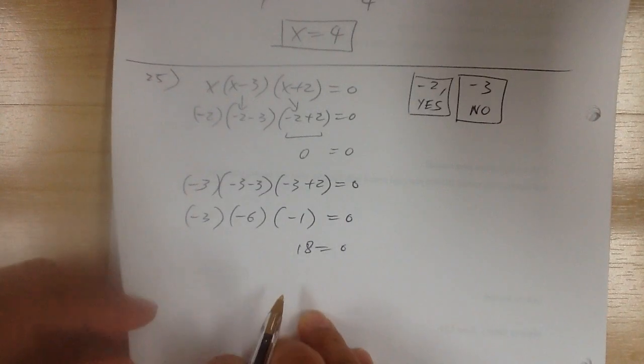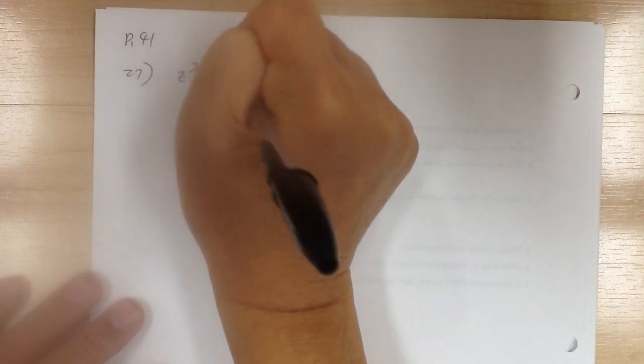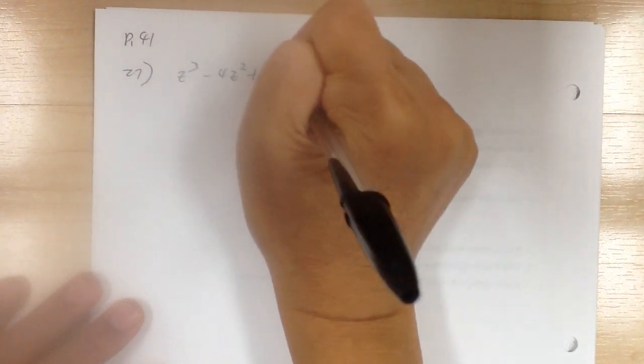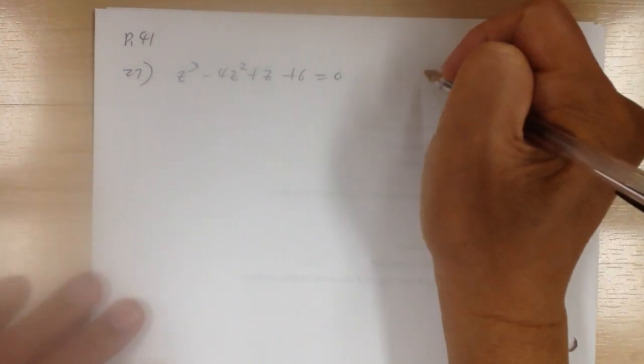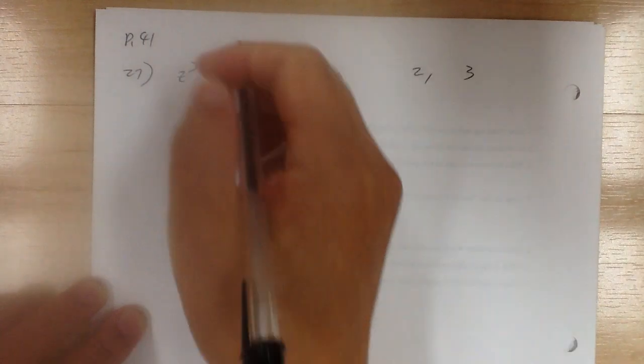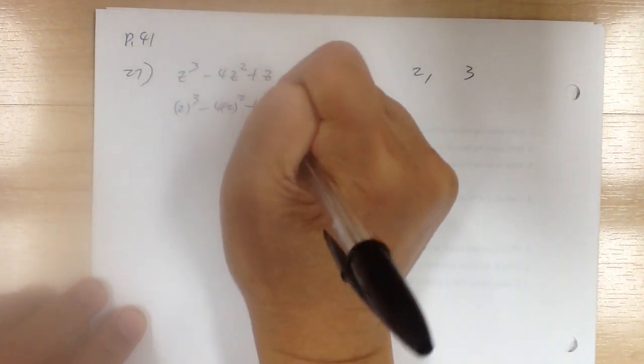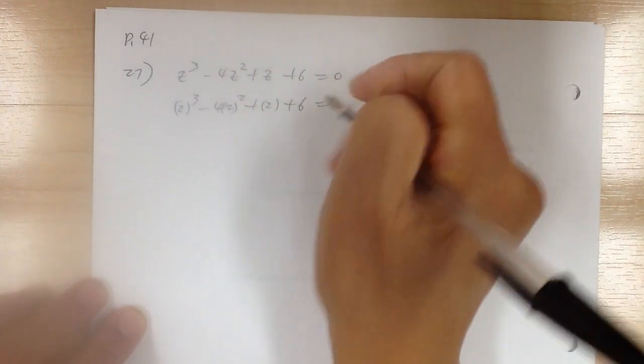Okay, let's go to the next one. You got z to the 3 minus 4z squared plus z plus 6 equal to 0. And you have the 2 and the 3. You can substitute in here to see if it's true. So you're going to get 2 to the 3 minus 4 times 2 squared plus 2 plus 6 equal to 0. So you work it out.